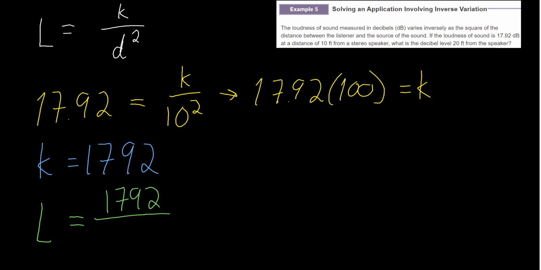1792 all over, and 20 feet from the speaker, so it would be 20 squared. Well, 20 squared is 400, so we'll put 400 there. And 1792 divided by 400 is 4.48. 4.48 decibels.